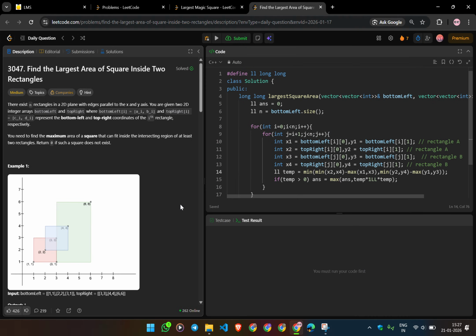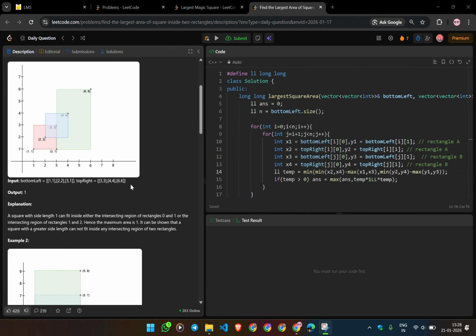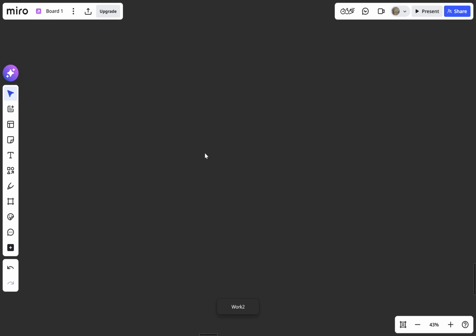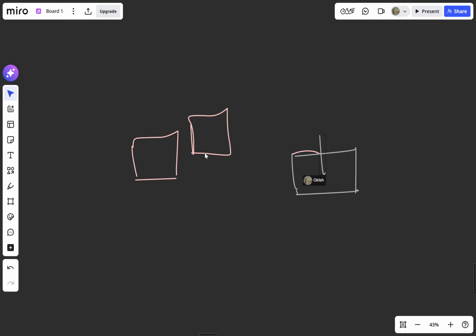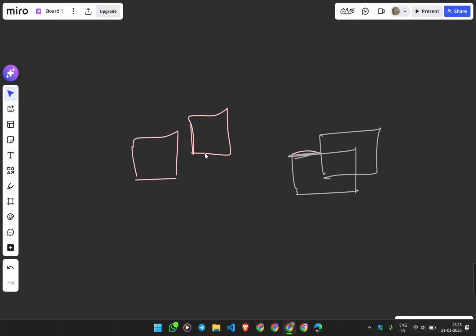To solve this, let's see what happens. Let's see if we have these two rectangles, and in another condition we have these two rectangles, when they are overlapping and when they are not overlapping. To get the overlapping regions, we have to find the overlapping region between all possible combinations of rectangles.